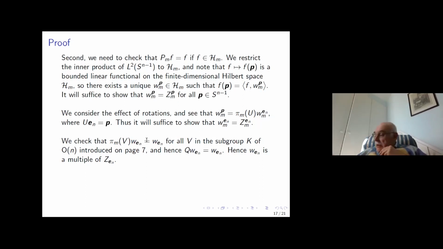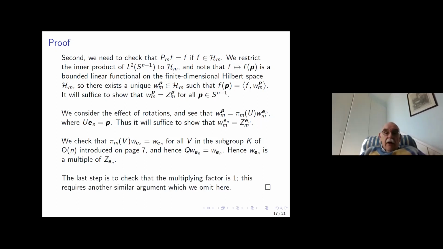This doesn't depend on these in the special subgroup K that we had before, which means that Q of Wen is Wen, and that means that this has to be a multiple of Wen. And then last, we have to check that the multiplying factor is 1, and there's another argument to do that, but I'm going to leave that out. So that's my big theorem.